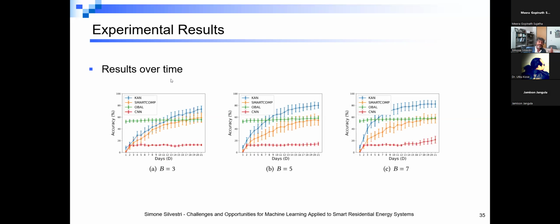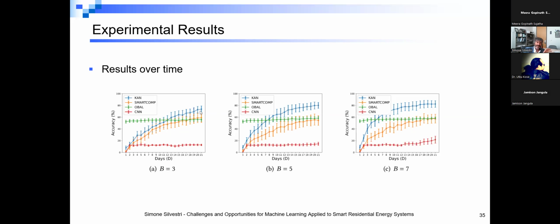Then we study some results over time. So here you have on the x-axis the days. So as the system keeps learning, because remember, these systems learn over time, time is kind of an important component to study. And on the y-axis, we have the accuracy in identifying the appliances. Our approach here is CAN, the blue one. And also we consider different budget settings. So how many appliances you can actually query in each day. So 3, 5, and 7.